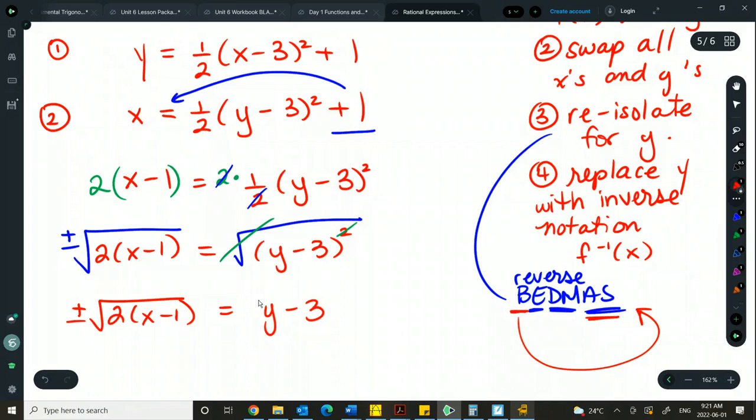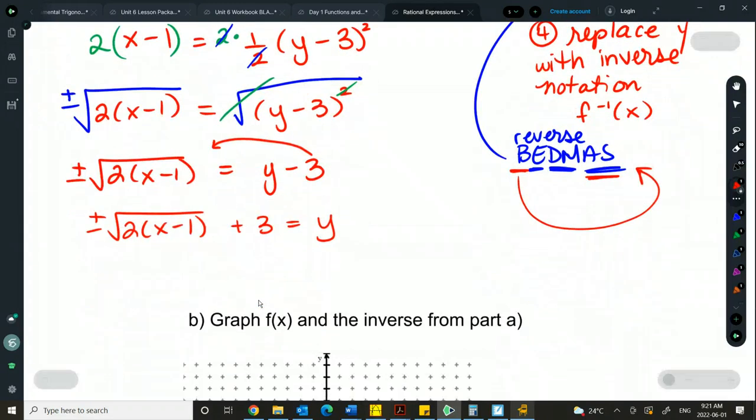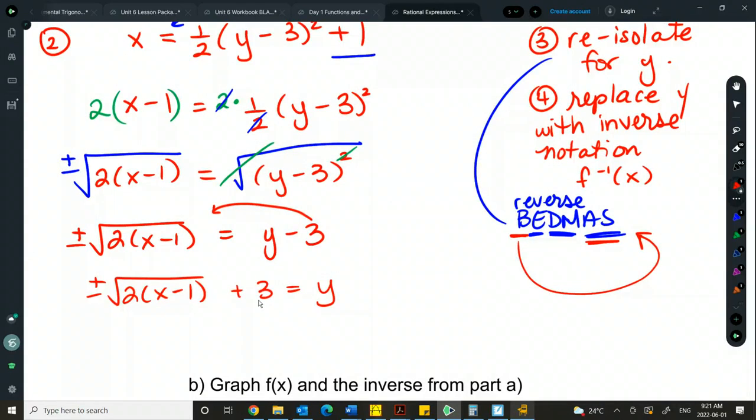So get rid of any additions and subtractions, which would just be -3. So I'm going to move that to the other side. Make sure that it doesn't go underneath the root. It would be +3. Last step, I'm going to replace y with inverse notation. So f inverse of x.